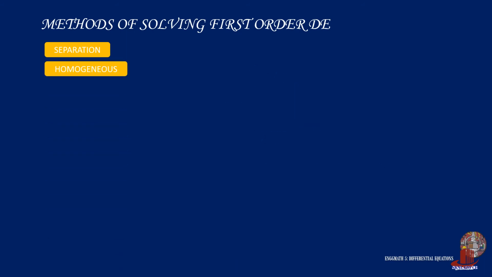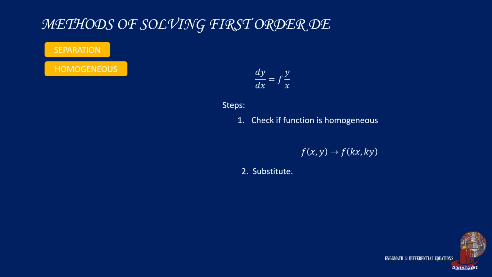The second method is the homogeneous method with the form dy over dx equal to a function of y over x. Before solving, one has to check if the equation is indeed homogeneous, and that is done by substituting the variables with a constant and the same variables. So in the case of function of x and y, one will use function of kx and ky. After proving that the equation is homogeneous, we can substitute a variable to cover for both original variables, say v. Then work with the product rule to simplify the equation.